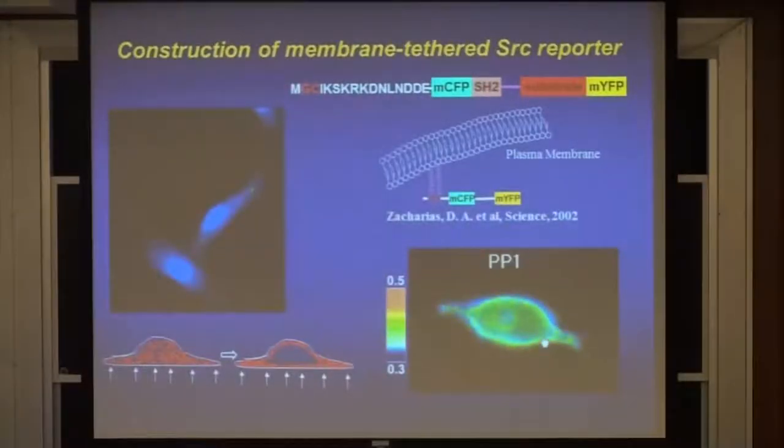So with this improved biosensor, we can further target the biosensor to the membrane. We can modify the N-terminal of the biosensor so that it will only stay on the membrane, because Src is known to be activated at the membrane, okay? So with membrane targeting, you can clearly see the biosensor no longer diffuses in the whole cell, only stays in the membrane, and you can stimulate it. And if you add the specific inhibitor, for example PP1, you can suppress the FRET signals, suggesting the biosensor after targeting is still specific in reporting the Src activity.